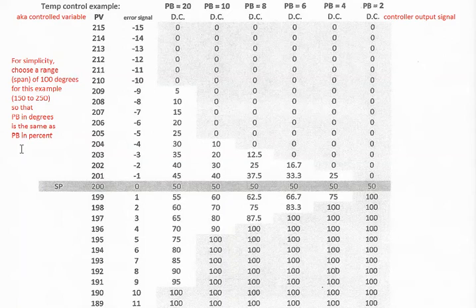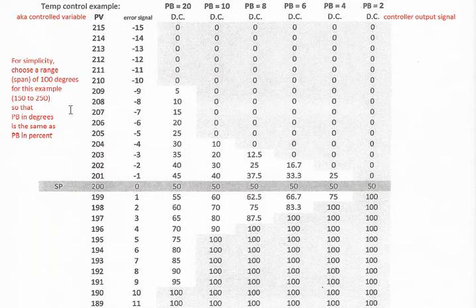Another thing I thought of to keep this as simple as possible for our first round of putting all these relationships together. I put a note here. If we choose a range, also known as the span of the system, to be 100 degrees, that would actually be maybe say the system can go from 150 to 250 degrees. So we have a span of 100 degrees.